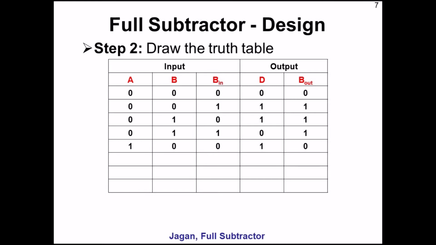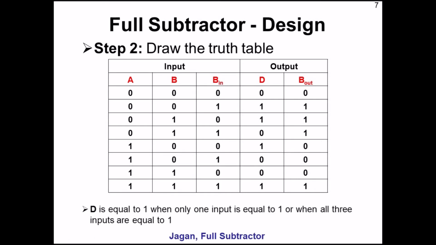Then if I have 1, 0, 1, my difference would be 0, my borrow would be 0. If I have 1, 1, 0, my difference would be 0, my borrow would be 0. If I have all ones, my difference would be 1, my borrow would be 1. So basically here the difference you will get is A minus B in, right?